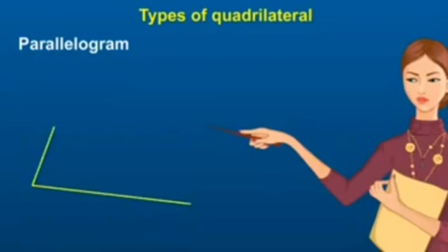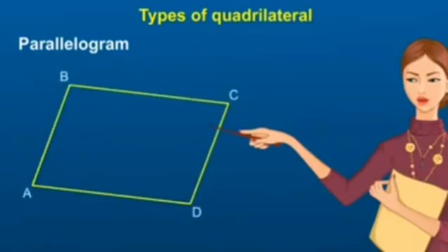Parallelogram. A quadrilateral having two pairs of parallel sides is called a parallelogram. A parallelogram has the following properties. 1. Opposite sides are equal. 2. Opposite angles are equal. 3. Diagonals bisect one another.